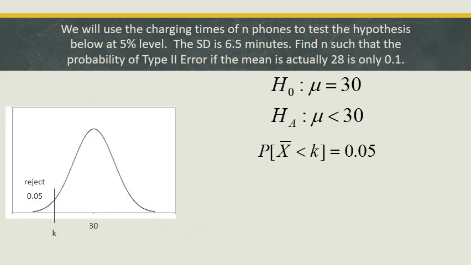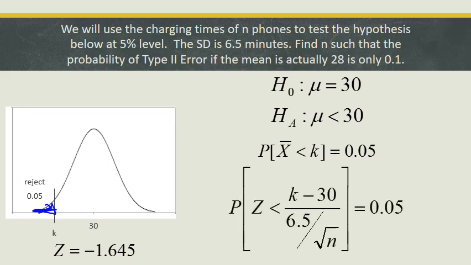Well, it doesn't make any difference to how we begin the problem. We still need to find the critical value. Here is the distribution assuming that the mean is equal to 30. The hypothesis is one-tailed left tail, so the critical value k is in the left tail. Since the level is given as 5% area, the area beyond the critical value is 0.05. For the z distribution, we know this happens when z is equal to negative 1.645.